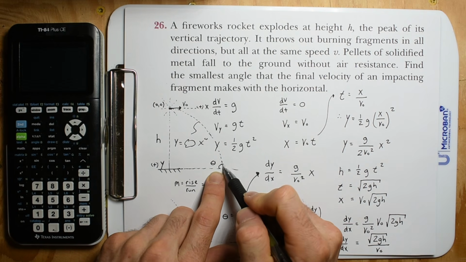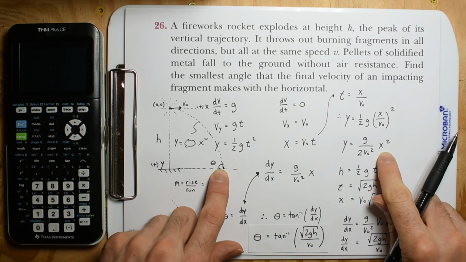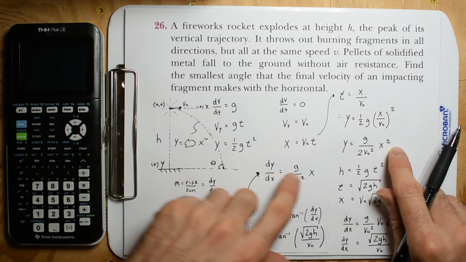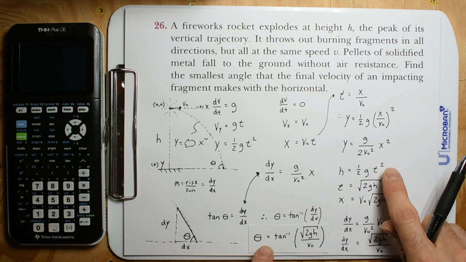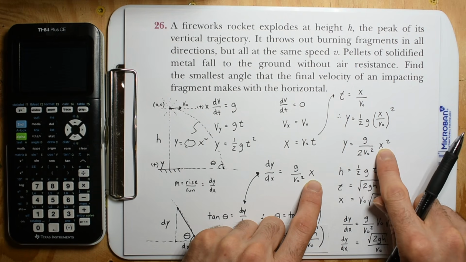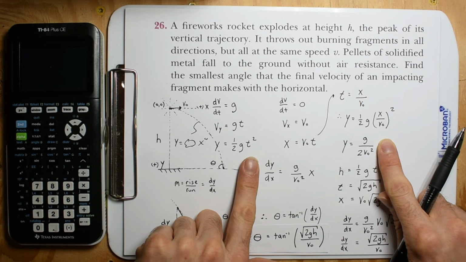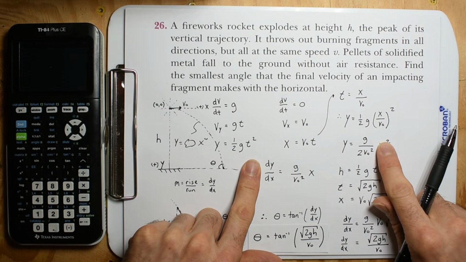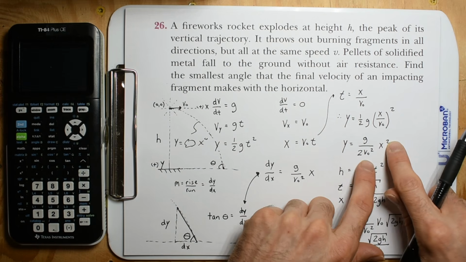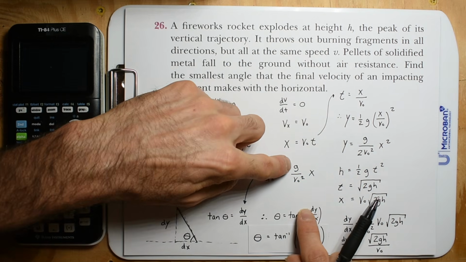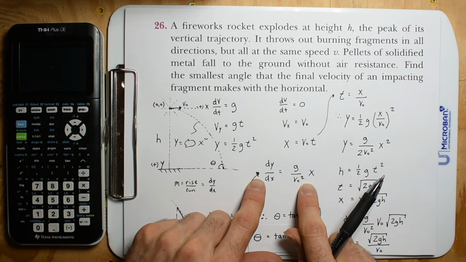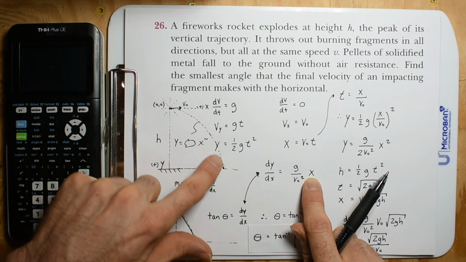And the question is just like, hey, what's the slope when it hits the ground? Well, if you want to find the slope at any point, you just take the derivative of that. So the derivative of this is just dy dx, and it's a simple derivative of x squared. This is a constant, and it can be put outside of the derivative, just like integration as well. So we have 2, and then when we bring down the 2, it cancels with that 2, so we just have g divided by v naught squared times x.